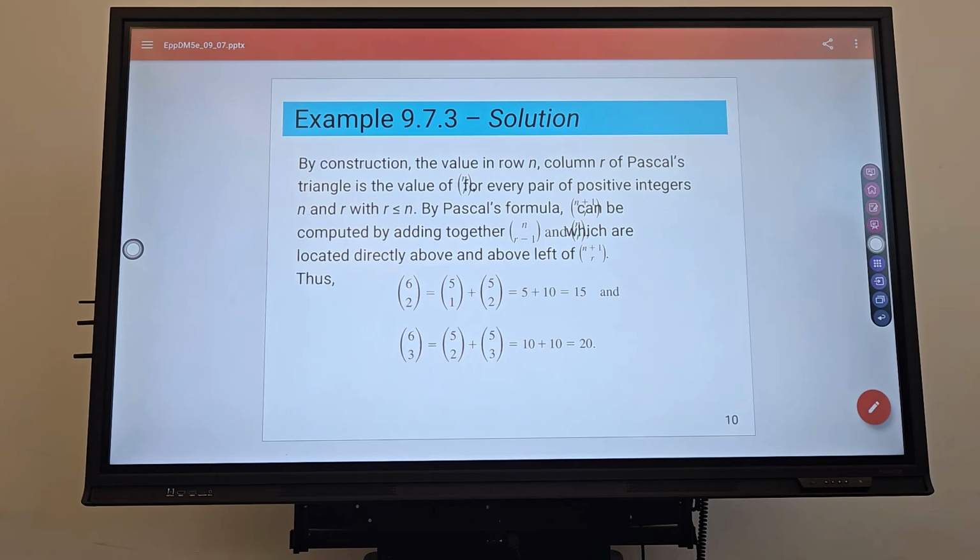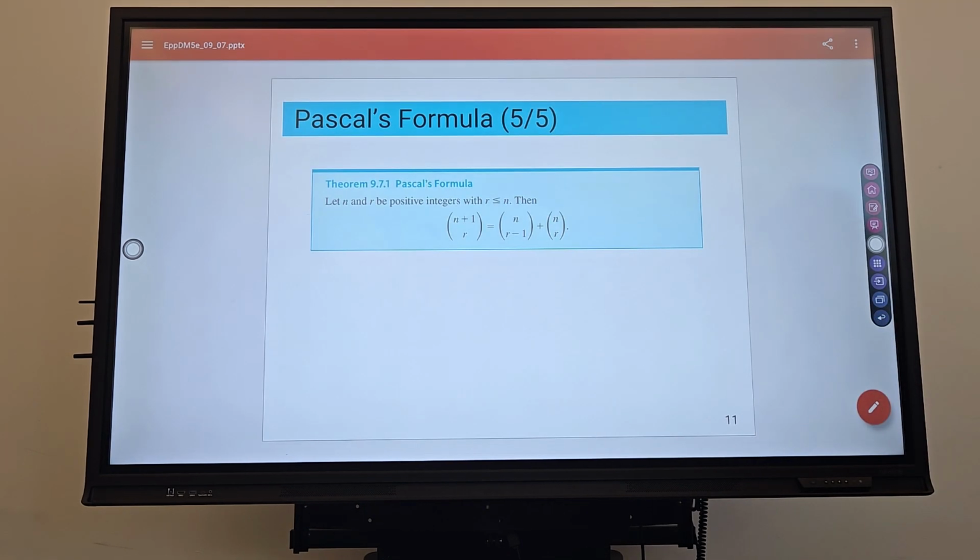So 6 choose 2 is equal to 5 choose 1 plus 5 choose 2, which equals 15. And 6 choose 3 equals 5 choose 2 plus 5 choose 3, which is 20. Let n and r be positive integers with r less than or equal to n. Then n plus 1 choose r equals n choose r minus 1 plus n choose r. That's Theorem 9.7.1, Pascal's formula.